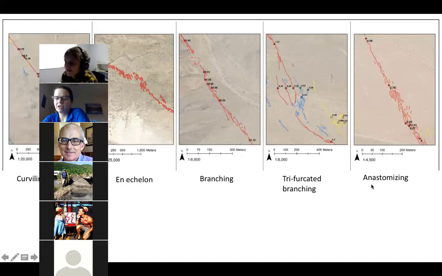And again, here we have this anastomosing structure, where we have a 50 to 100 meter wide fault zone with multiple segments that again probably all have similar slip and would be assumed to connect at a fairly shallow depth, perhaps scaling with the width of the surface deformation.